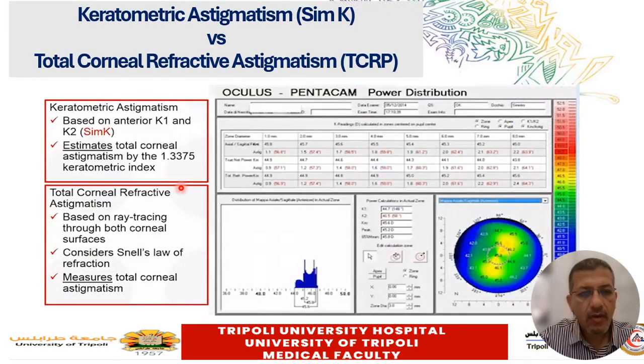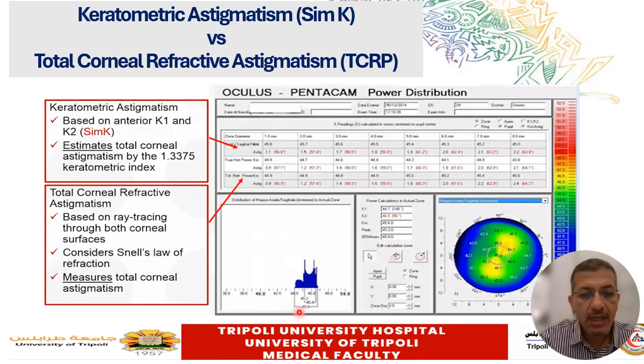Again, this is a confirmation of what I have said earlier about the difference between the Sim-K and the TCRP map. The Sim-K utilizes the presumed refractive index, and it gives an idea about the anterior surface of the cornea. And the total corneal refractive astigmatism is measured by the TCRP map, and this takes into consideration both the anterior corneal astigmatism and the posterior corneal astigmatism. The Sim-K reading, you will find it here in the first row, and the total corneal refractive power map or readings you will find here in the third row.